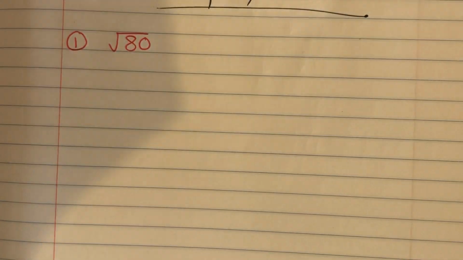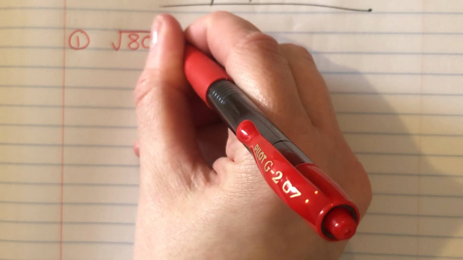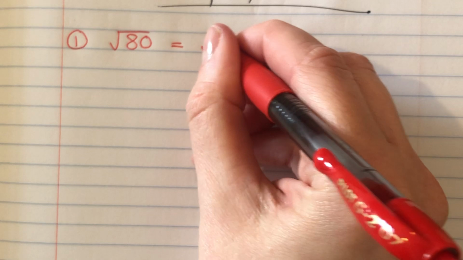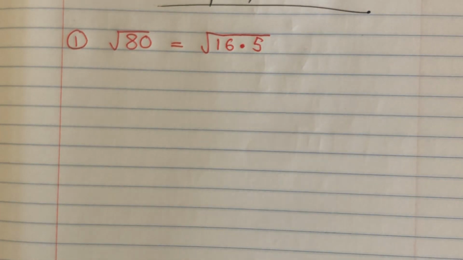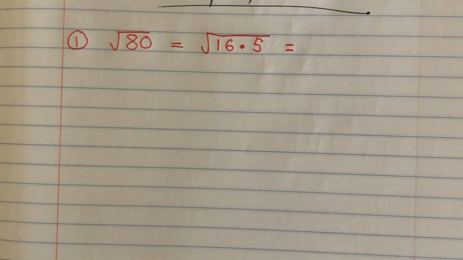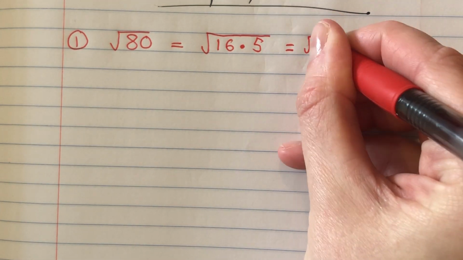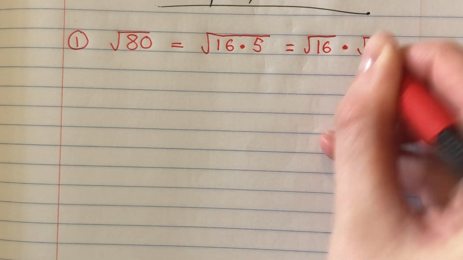So my second step is to write all of that out underneath the radical. So I know that the square root of 80 is exactly equal to the square root of 16 times 5. And those are equivalent expressions. Then I can rewrite all of those terms underneath their own separate radical. So the square root of 16 times 5 is exactly equal to the square root of 16 times the square root of 5.